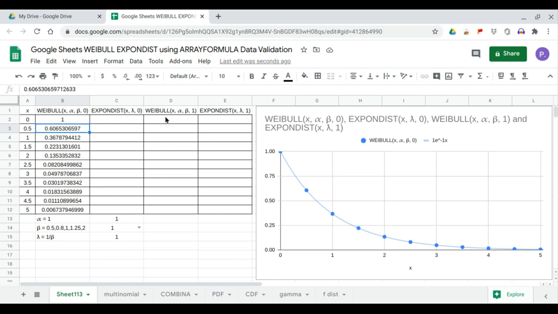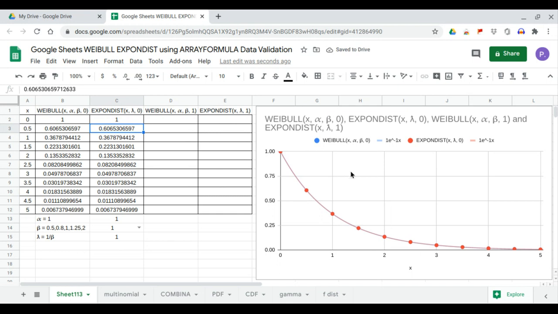We'll do the same thing for the EXPONDIST. This is equal to EXPONDIST, array formula, EXPONDIST of the x values, and this time our lambda is this value, and our last argument is 0 because it's the probability density function. And here you have the trend line in red of the EXPONDIST.